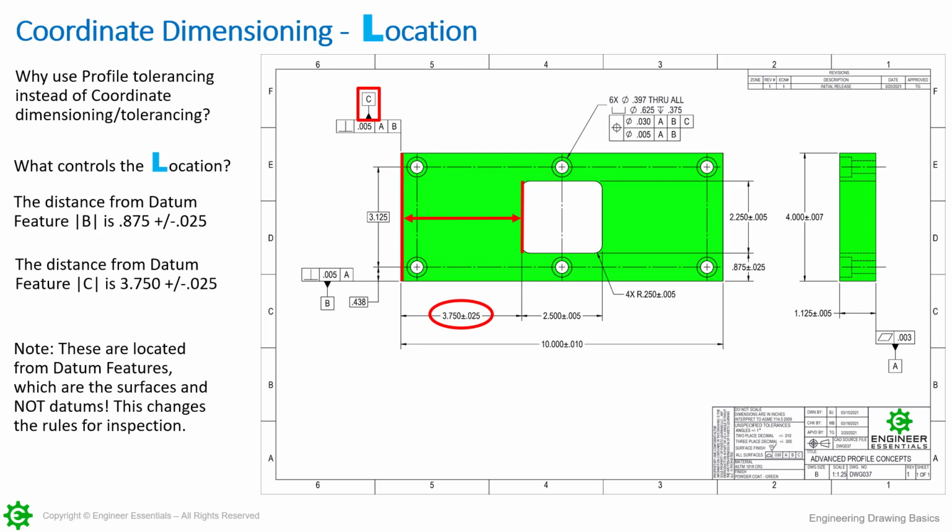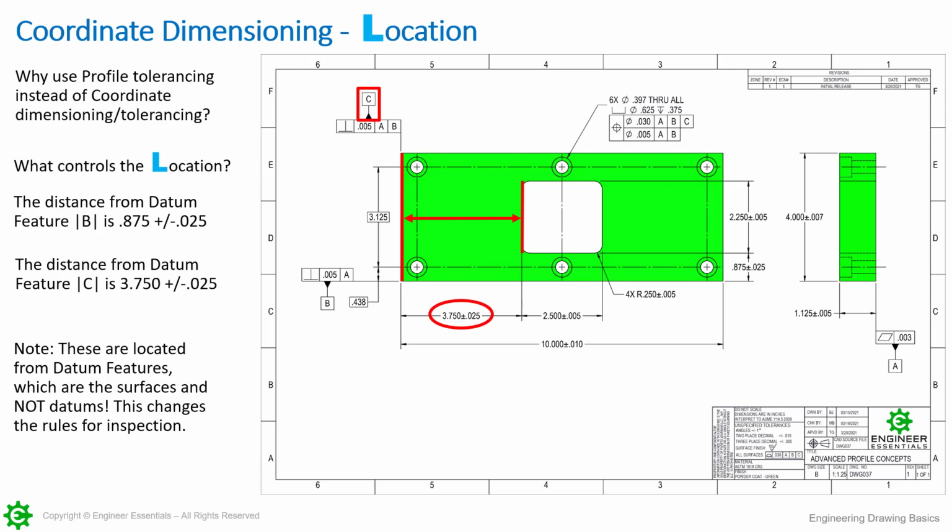I wanted to point out here that I stated that these are located from the datum features. This is important because these are not coming from datums. They're coming from datum features. This changes the requirement for how it's to be inspected. And I know a lot of you out there watching this video, for that 3 3/4 dimension there, you might turn this up, put it on a granite table, sitting on datum feature C, and then come up, let's say, with a height gauge and take some points across that surface.